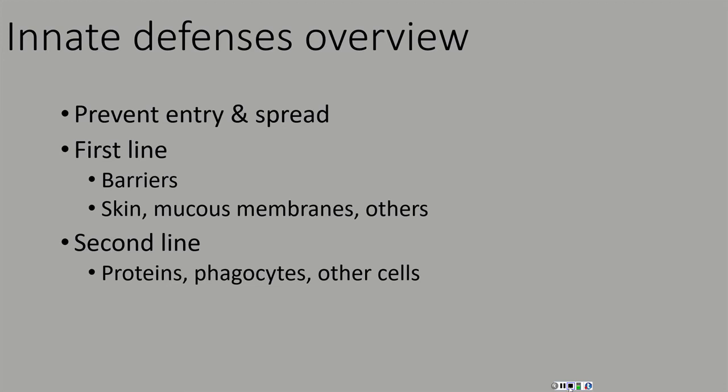So, first line of defense, these are barriers. Just something to prevent pathogens from getting into our body in the first place. Things like our skin, mucous membranes, and some other things that we'll talk about. The second line of defense is there to prevent spread of pathogens if they do make it into our body. And it will contain various proteins, phagocytes, and other cell types.